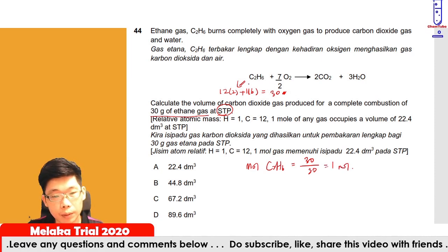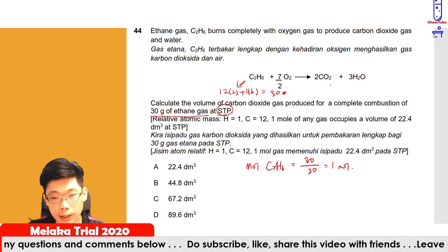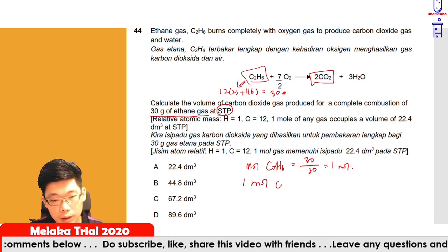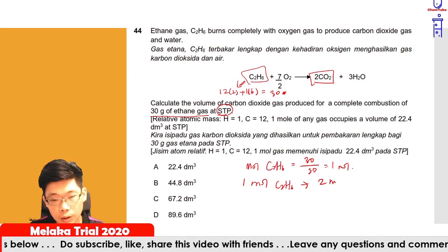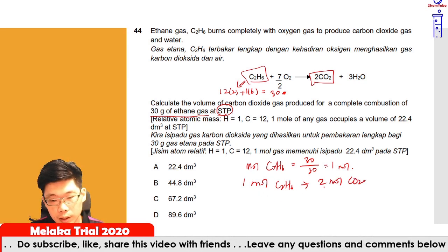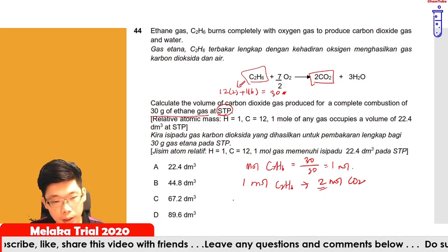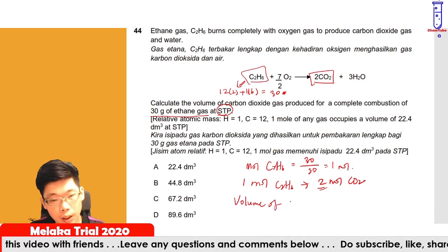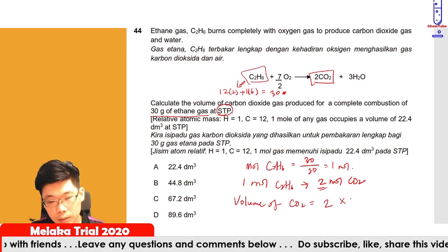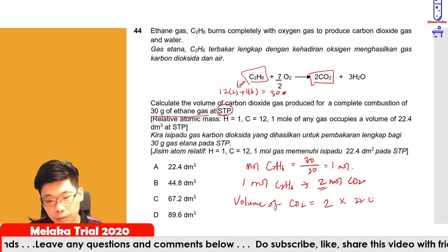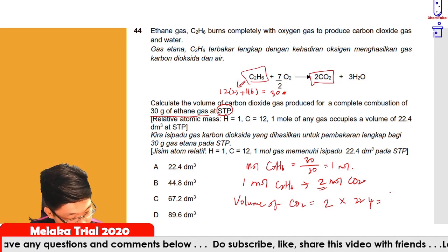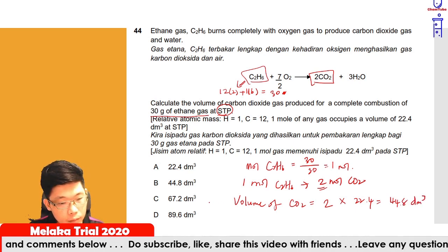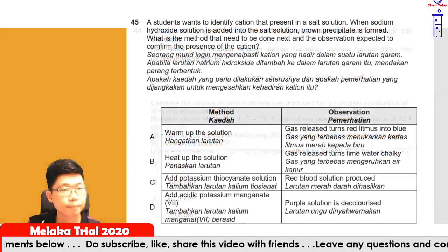So we compare the mole ratio of ethane and carbon dioxide. One mole of C2H6 produces two moles of carbon dioxide. So to calculate the volume of carbon dioxide, it is 2 times the molar volume at STP, which is 22.4, so 44.8 cubic decimeter. B is the answer.